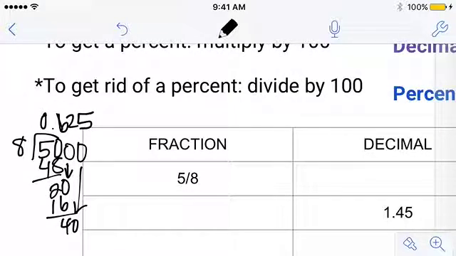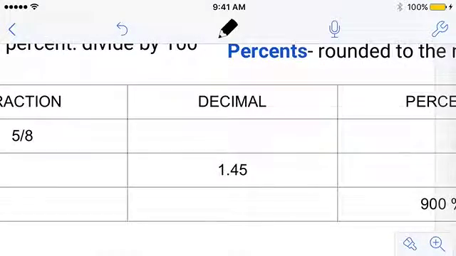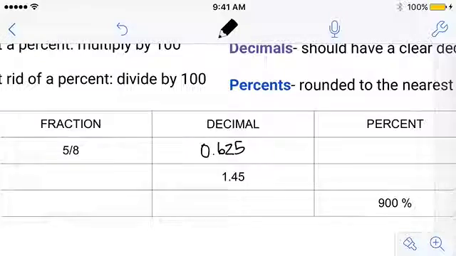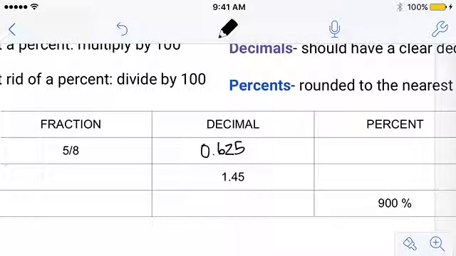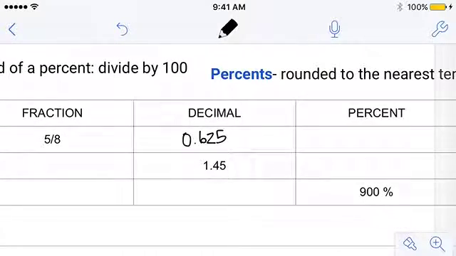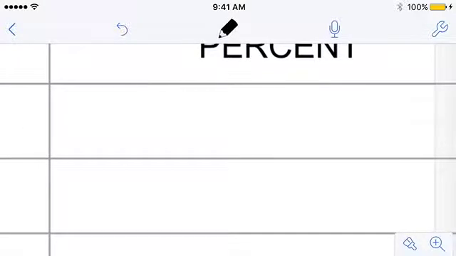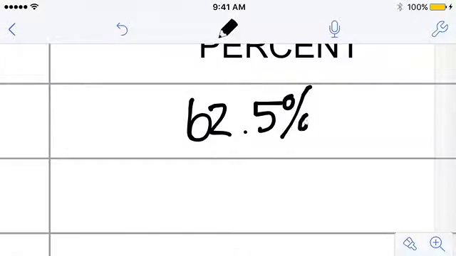And you should have gotten 0.625. You're going to place that in your decimal column. And then whenever we change a decimal to a percent, it's like we're multiplying by 100. So we can actually move that decimal point over 2 places to the right. And that gives us the percentage 62.5%. Don't forget your symbol.